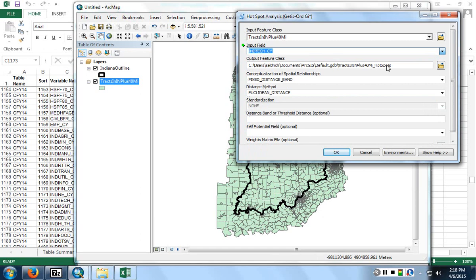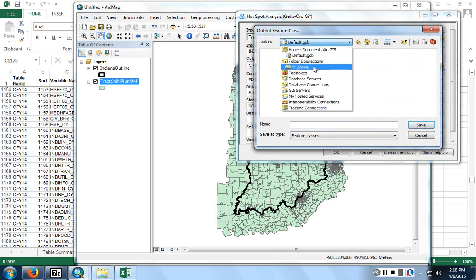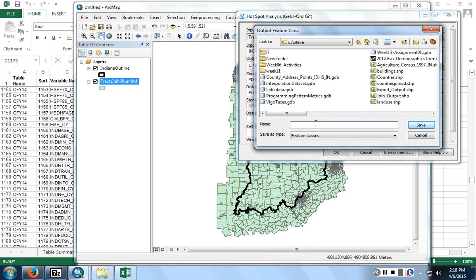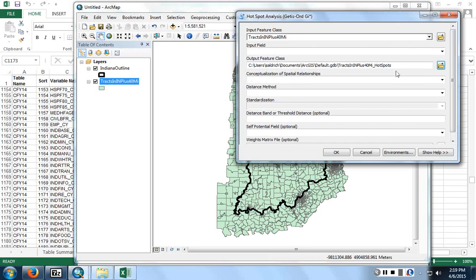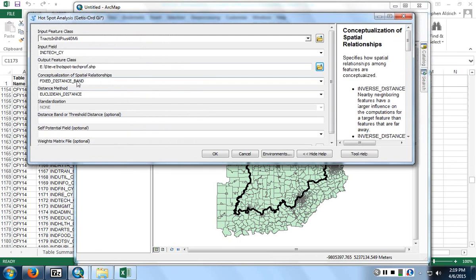And then I have to select a place to output the analysis of the hotspot tool, right? So I'm going to do that. Call it Hotspot Tech Prof. But then I have two things to deal with. The first one, and this is something I glossed over the last time we used this tool, is that we have to come up with a conceptualization of spatial relationships, and we also have to come up with some kind of distance method.